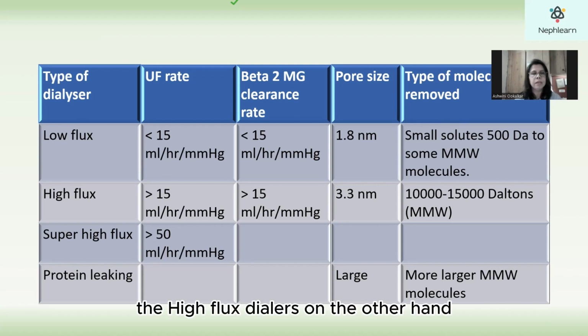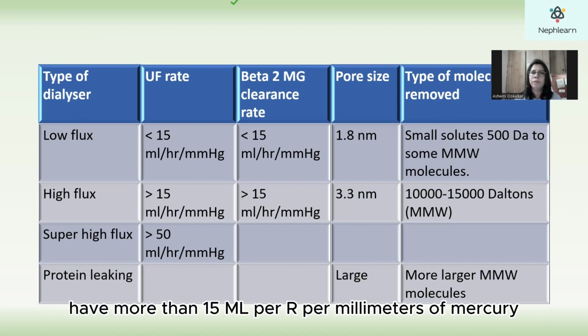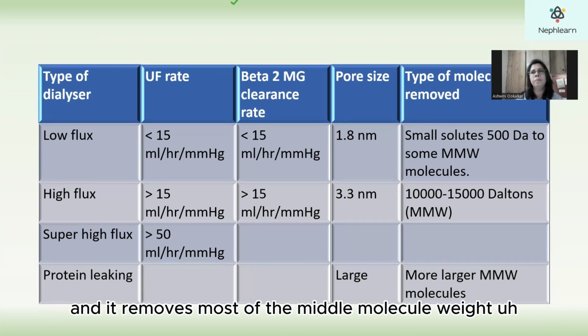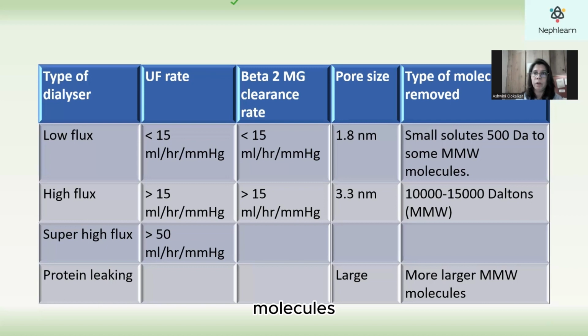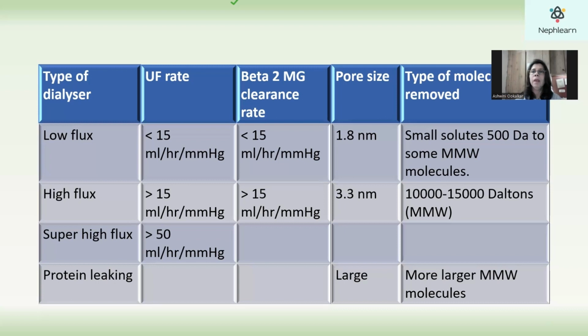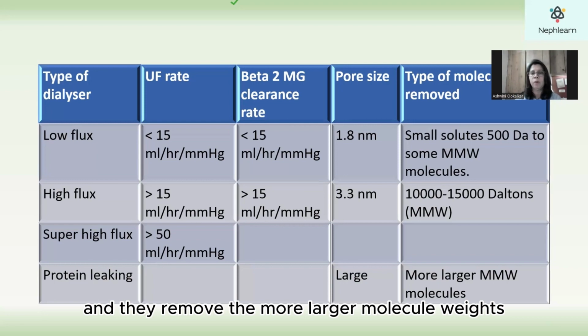The high flux dialyzers, on the other hand, have more than 15 ml per hour per millimeters of mercury, and the pore size is 3.3 nanometers. And it removes most of the middle molecular weight molecules. Super high flux membranes are those which have an ultrafiltration rate of more than 50 ml per hour per millimeters of mercury. And the protein leaking membranes, they have very large pore sizes, and they remove the more larger molecular weights.